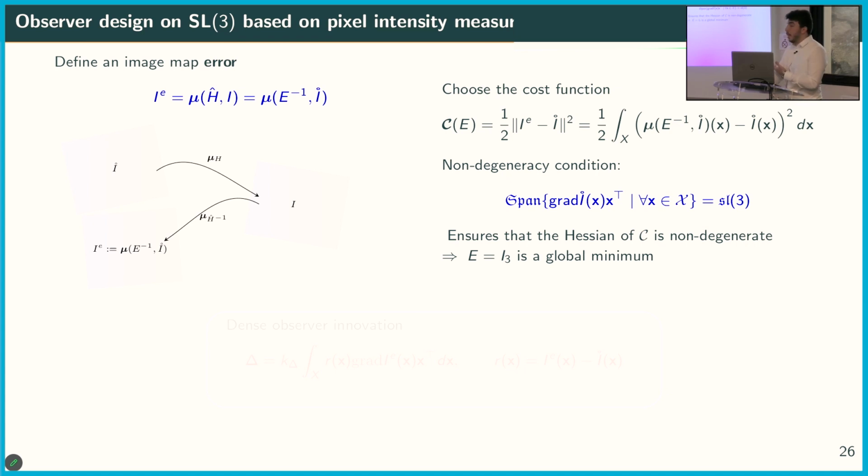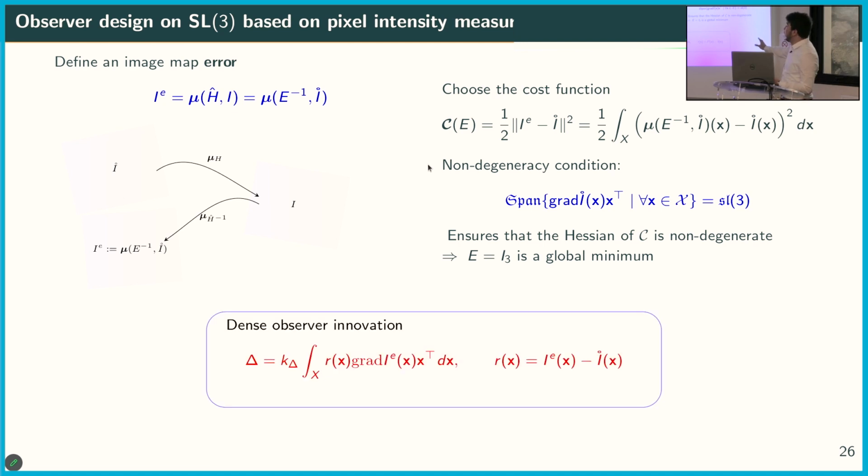So now we can use the gradient of this cost function to design our correction delta, and we find the following expression. This R here is the intensity residual, the intensity difference between the error and the reference images. And it also depends on the gradient of the error image itself.